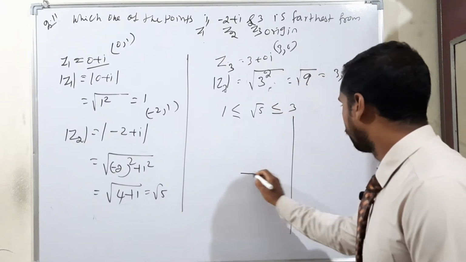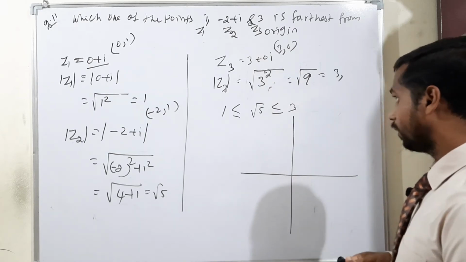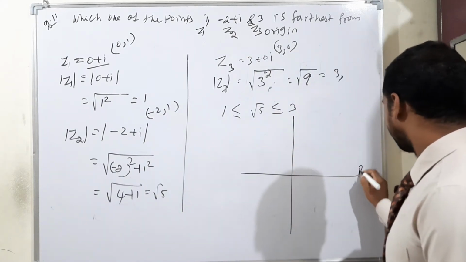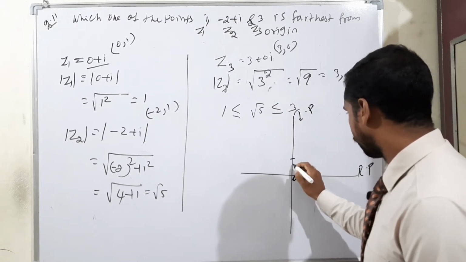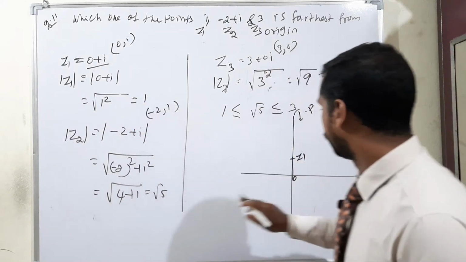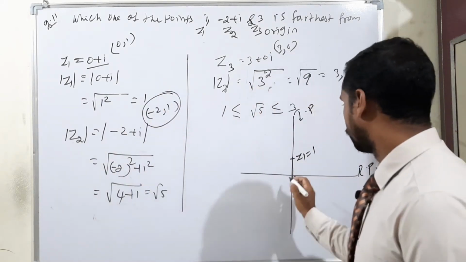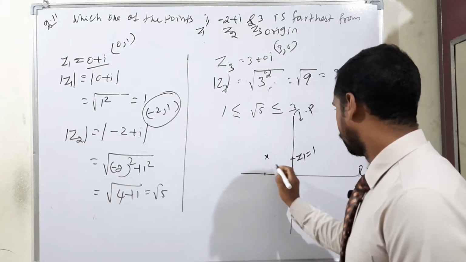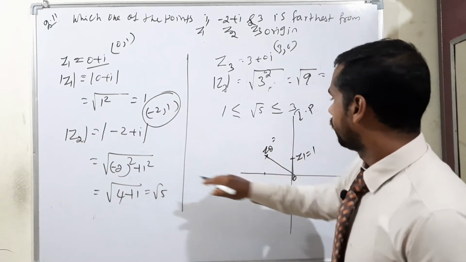If you draw the Argand plane from the origin, the first point is the coordinate (0, 1), where 0 is the real part and 1 is the imaginary part. So up to here is the point z1, and its distance is 1. Then for z2, the coordinate point is (minus 2, 1), on the opposite side, and its value is root 5.